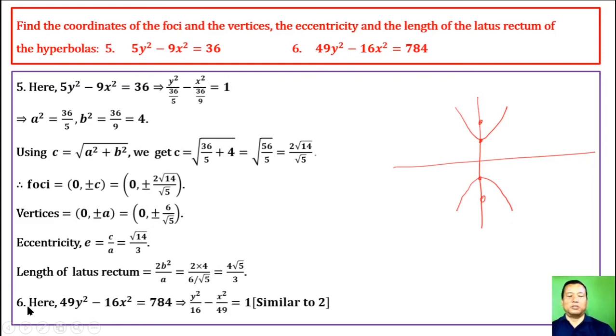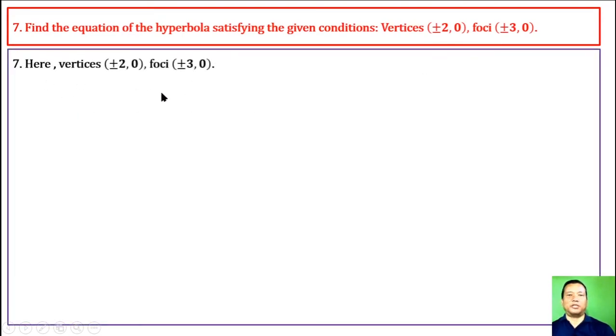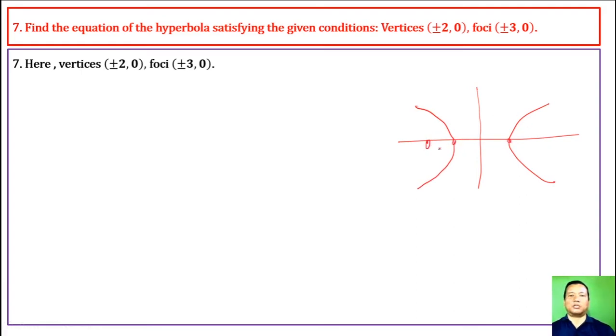Question number 6. Divide on both sides by 784, we get this, which is also similar to question 2 above. 7. Find the equation of the hyperbola satisfying the given conditions. Vertices plus minus 20, foci plus minus 30. Vertices this, then vertex lies on the x-axis. Therefore, transverse axis of this hyperbola will be this, such type of diagram. Vertex is this. Foci is this.